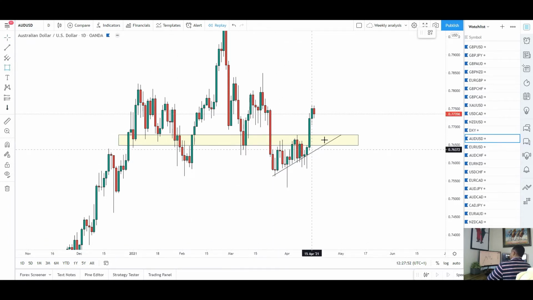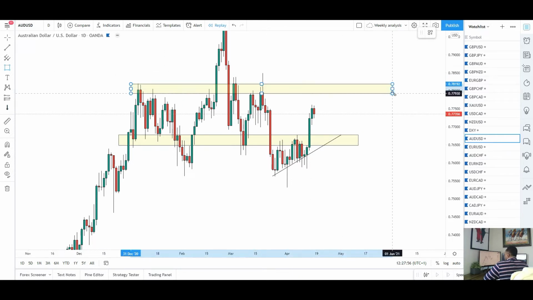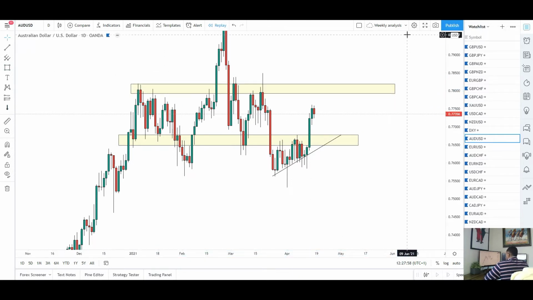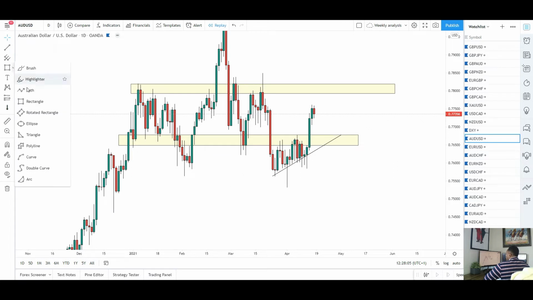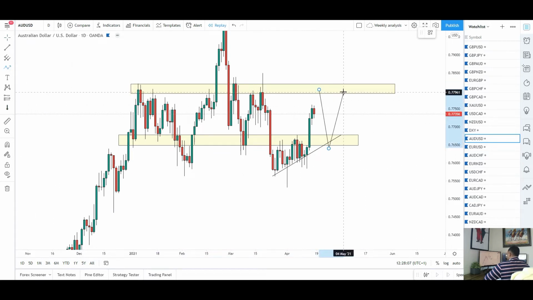So I did say if we do take out this 0.76500, I do feel like a move back up to 0.78 is very, very likely, because as you can see, when the price is trading in between these two levels, we do get a nice range, price moving from one level to another, back and forth until we get that breakout. So it looks like the market keeps giving us those breakouts. We're back above that level, so I do expect to see the market continue to 0.78.